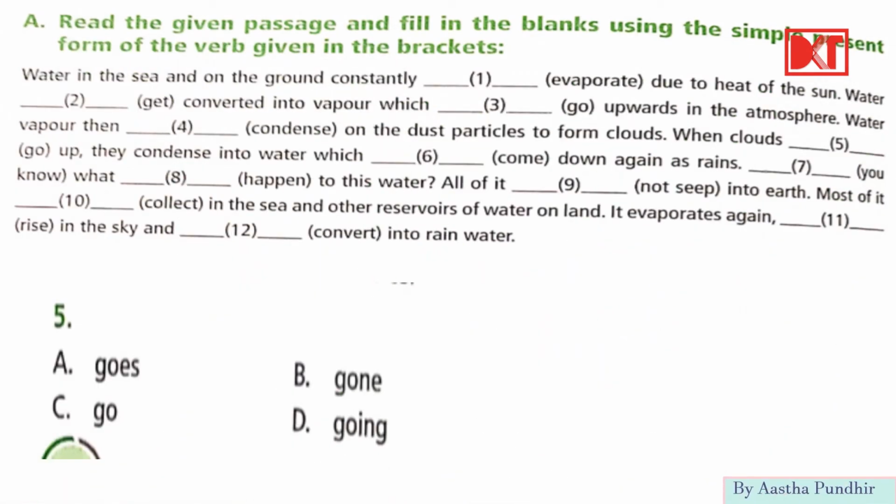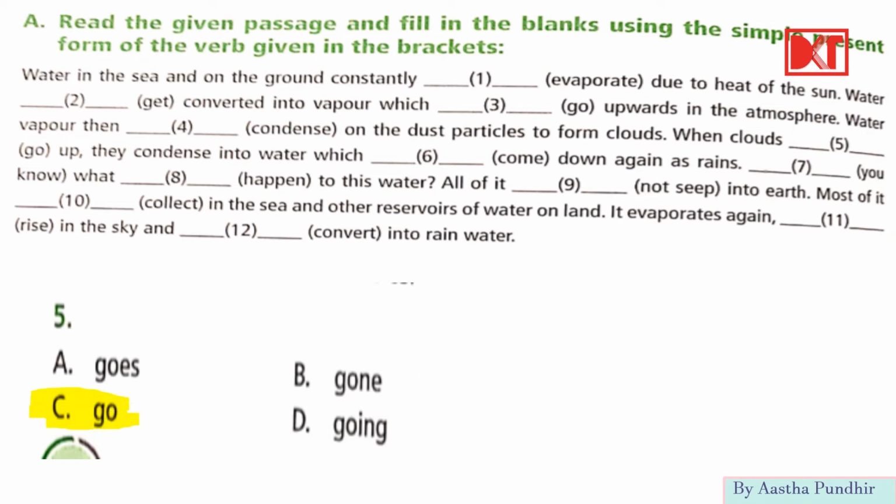So the next question, the fifth blank, let's see. When clouds dash up, they condense into water. So A, when clouds goes up. B, when clouds gone up. C, when clouds go up. D, when clouds going up. So here the correct answer is C.